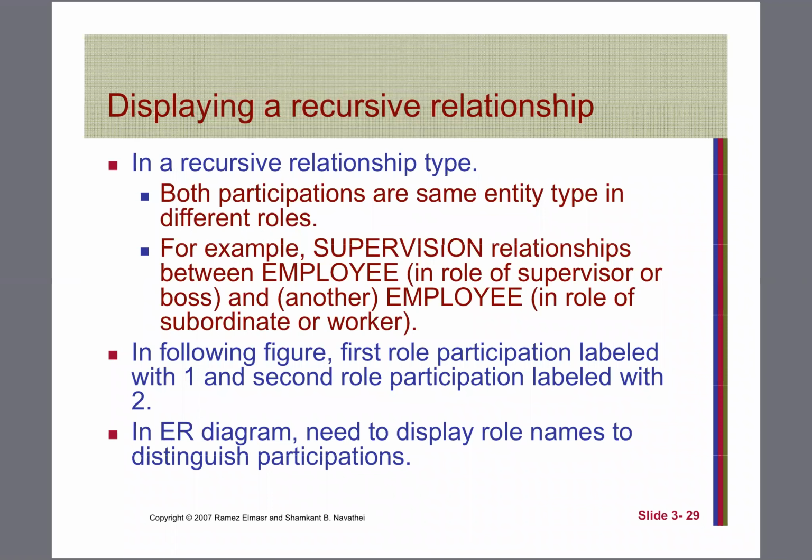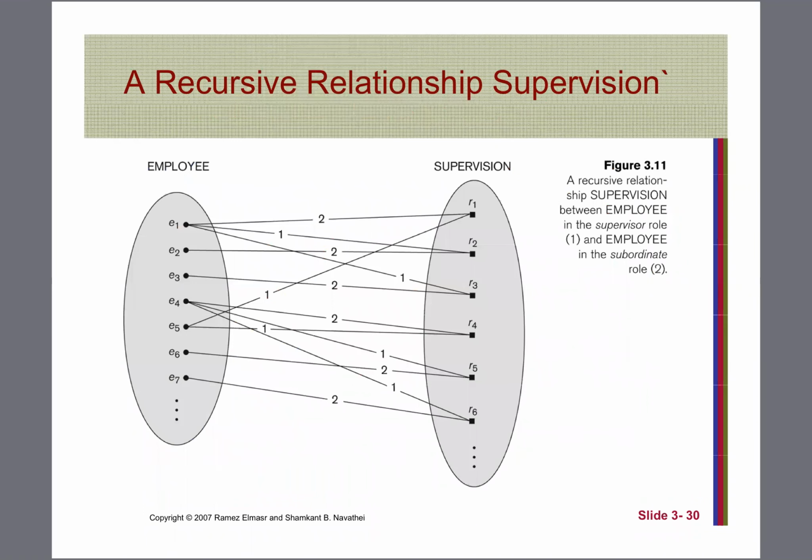Okay. So that was about the recursive relationships only. Now let's go ahead about the recursive relationship. How do we depict it? If I have to show a recursive relationship, and I have decided that whoever has the supervisor role will be indicated by number 1, and whoever is playing the subordinate role will be number 2.